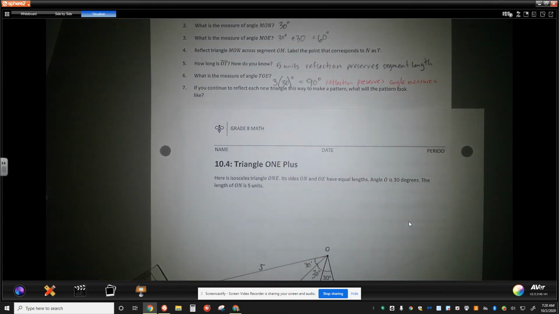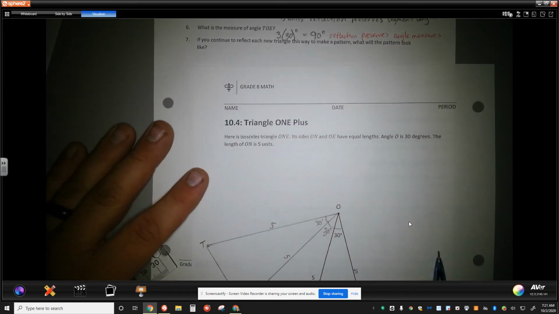We could also say that rigid transformation preserves angle measures. If you continue to reflect each new triangle this way to make a pattern, what will the pattern look like? Well, it's going to continue to go around and around. So we're going to continue to see this pattern of a whole bunch of triangles moving all the way around.